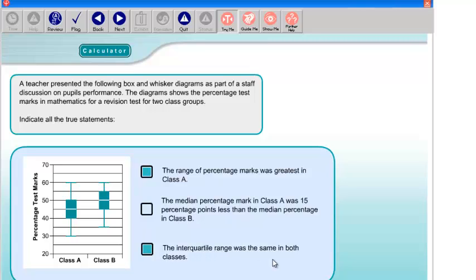That was so quick and easy to do compared to some of the other questions we've been doing. So you tend to find that the graph questions are very, very much simpler than the other types of questions.